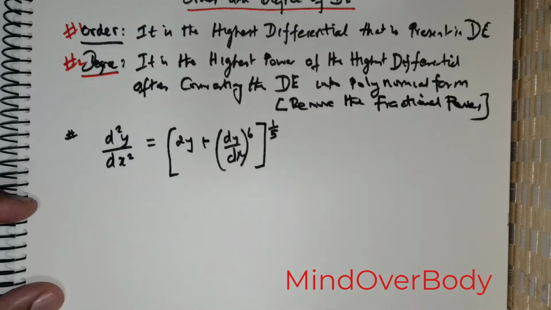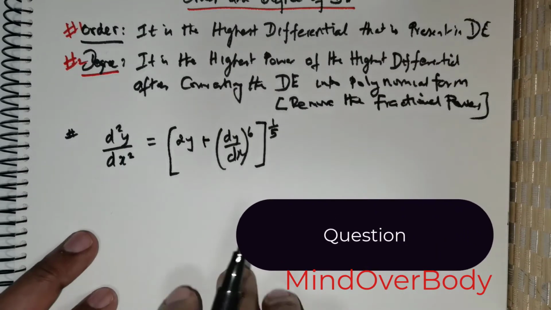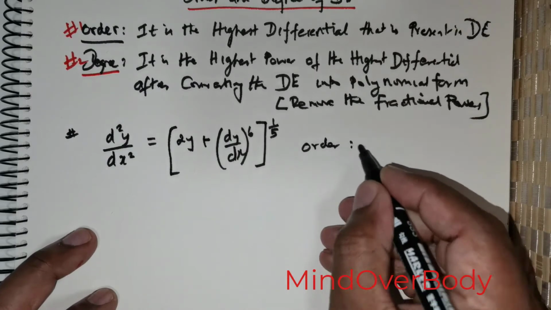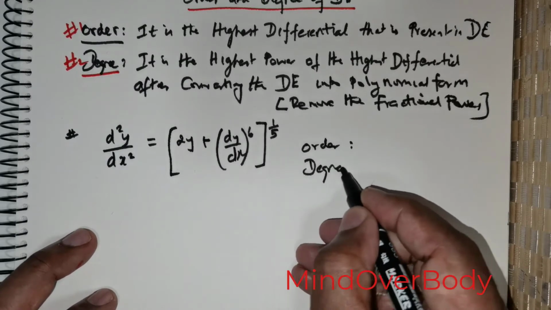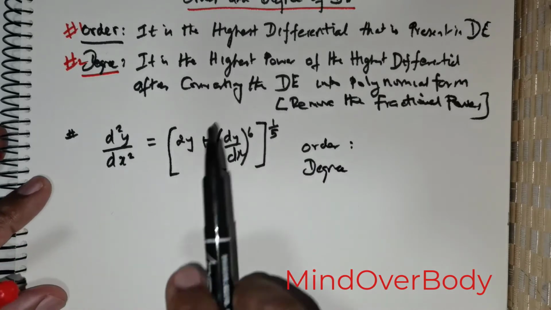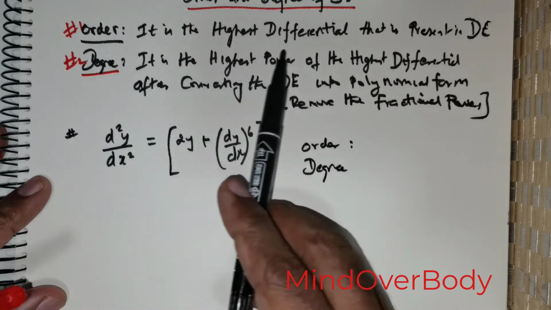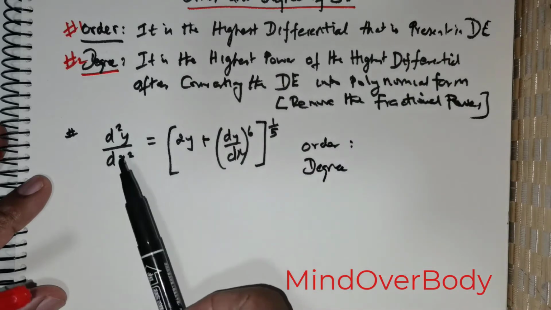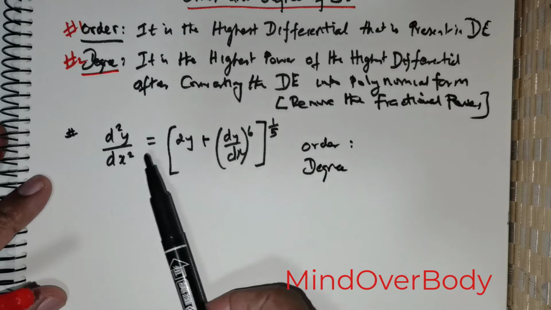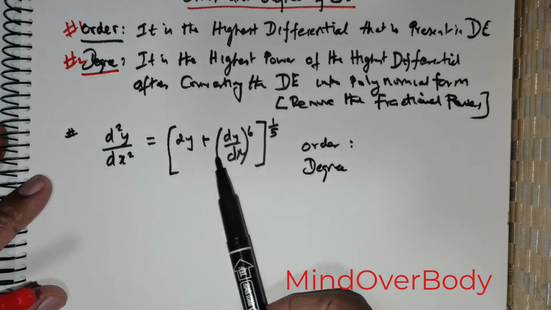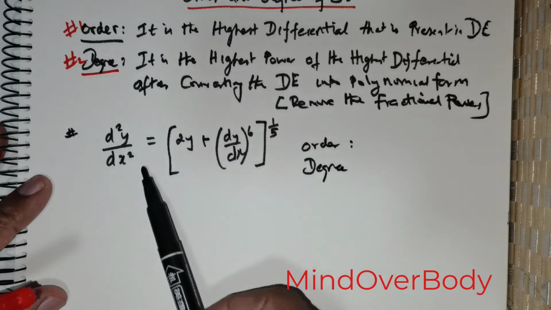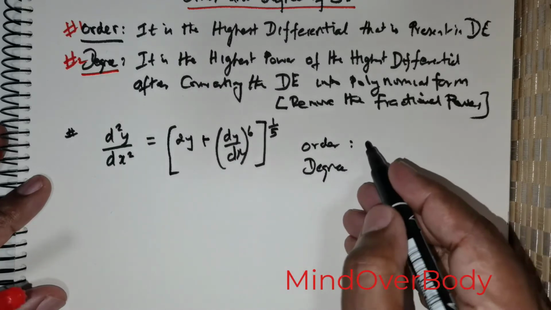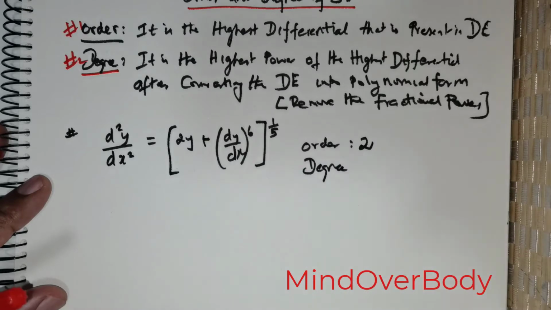Okay students, we've been given this question. We are expected to find the order and the degree. Just go and review the definition given for order. It is the highest differential that is present in a differential equation. What is the highest differential that you can see here? This is dy over dx, but this is d squared y over dx squared. So naturally, without any element of doubt, you can clearly state that the order is 2.